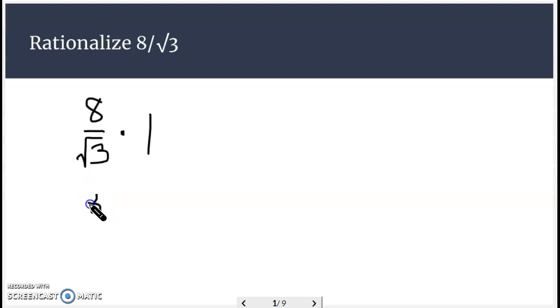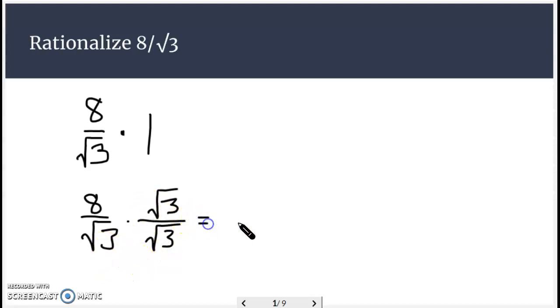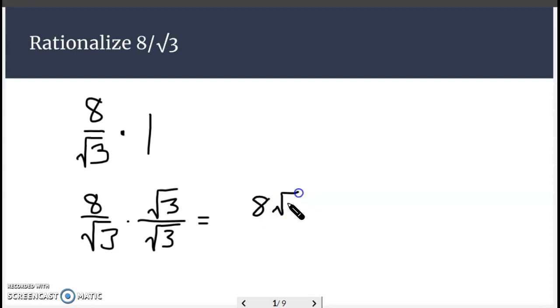But we're going to rewrite 1 as square root of 3 over square root of 3. And you always do this when the radical's in the denominator. You want to get rid of radicals in the denominator. So what happens here is the numerator, we have 8 square root of 3, then just over 3.